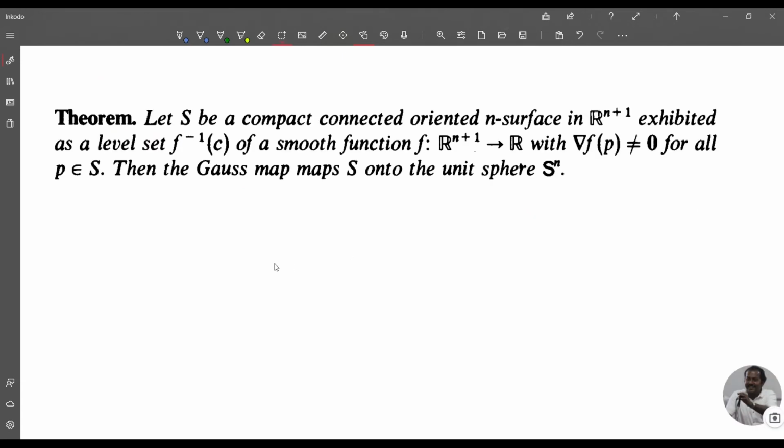Let S be a compact, connected, oriented n-surface in R^(n+1), exhibited as a level set f^(-1)(c) of a smooth function f from R^(n+1) to R with del f of p not equal to 0 for all p in S. Then the Gauss map maps S onto the unit sphere S^n. So the theorem says that the spherical image of a connected, compact, oriented n-surface is the whole S^n. That is, N(S) is S^n.